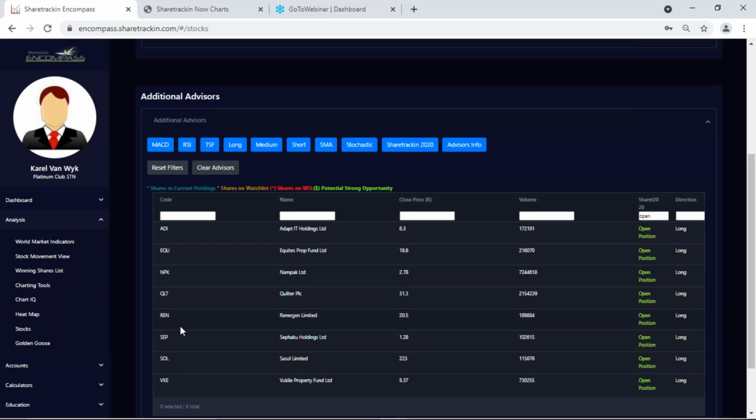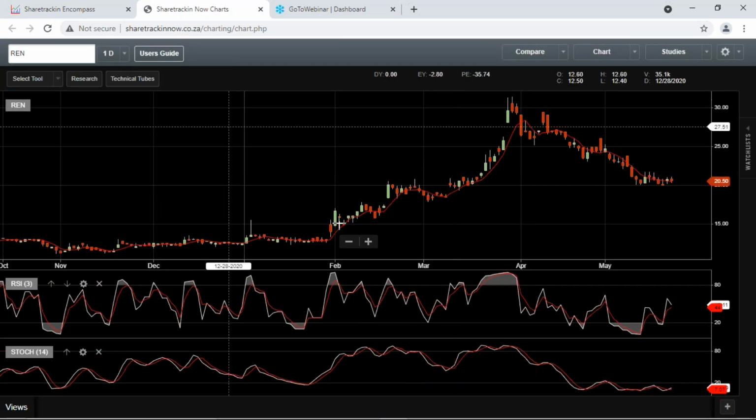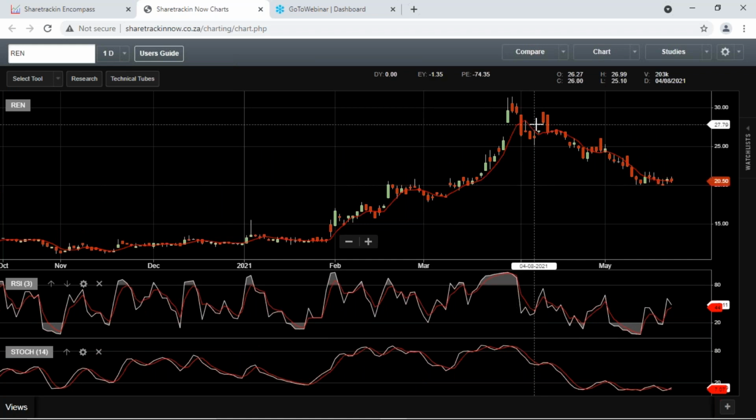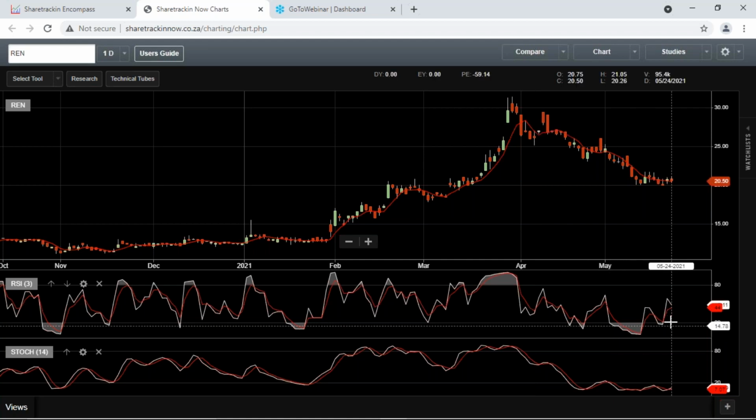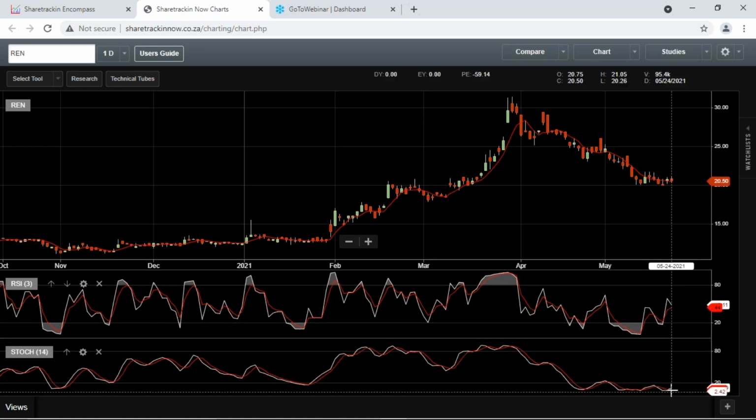REN, it's Renergen. Also, this share does look like a quite nice short, as I can see here. Again, your RSI is busy crossing to show a downwards trend, whereas your stochastic crossed to show an upwards trend. Now, in a share like this, I would more likely follow my RSI as it moves a lot closer to my graph than my stochastic.